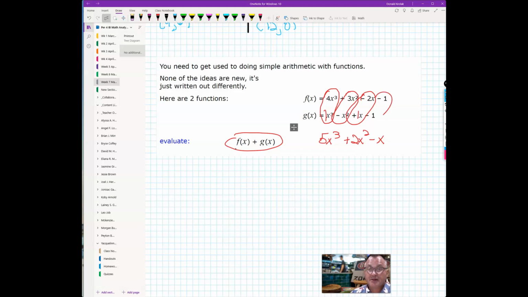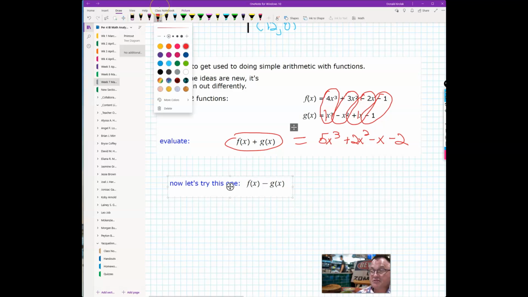And then these constants are like terms. Negative 1 plus negative 1 is negative 2. And that's how I add two functions. All right, the second part of this is to subtract these two functions.